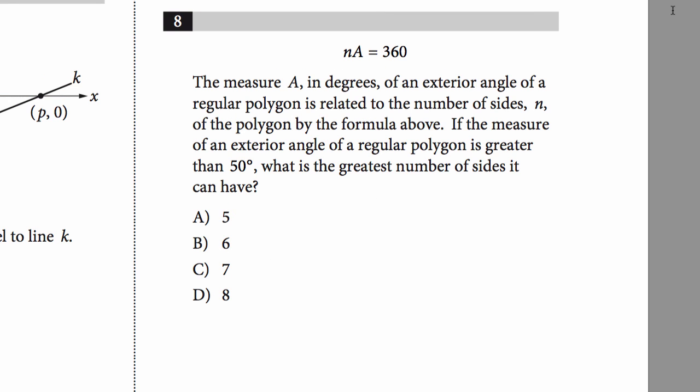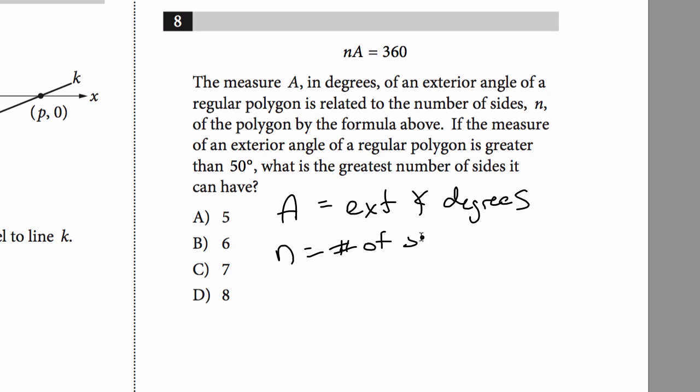All right, number 8 says the measure A in degrees of an exterior angle of a regular polygon is related to the number of sides n of the polygon by the formula above. So I already get confused when I read stuff like this. So I'm just going to write A equals exterior angle degrees. Okay, and n is the number of sides. That's going to help me just sort all this nonsense out.